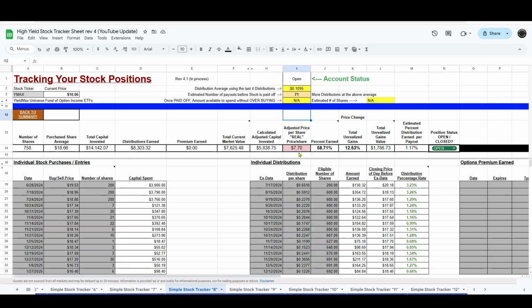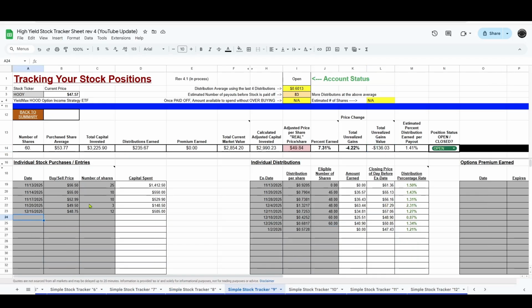But if I were to sell out of YMAX at the current price, I'm going to make almost $1,800. Not too bad at all. And on HUI, since it was red on my summary page, I did purchase more shares of HUI. I bought them at $49, and I purchased 11 more shares at that price. Now, my real price per share being $49.84, that's not going to lower that real price per share much. I did purchase under it, right?